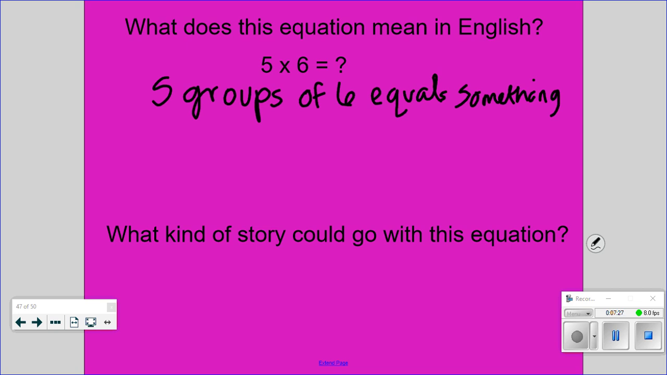Yesterday, we saw some other things. We did see a lot of circles and dots, but that wasn't the only model that we saw. Will had a very interesting model. Does anyone remember what Will chose to draw for his model? Because it wasn't circles and dots. Shelby? An array. How would I use an array to show 5 groups of 6?